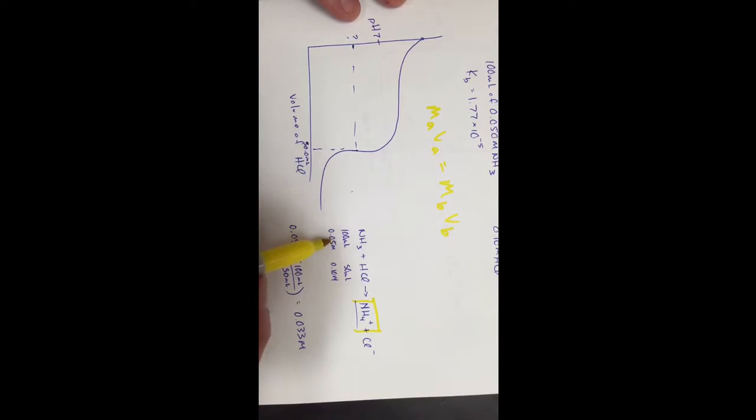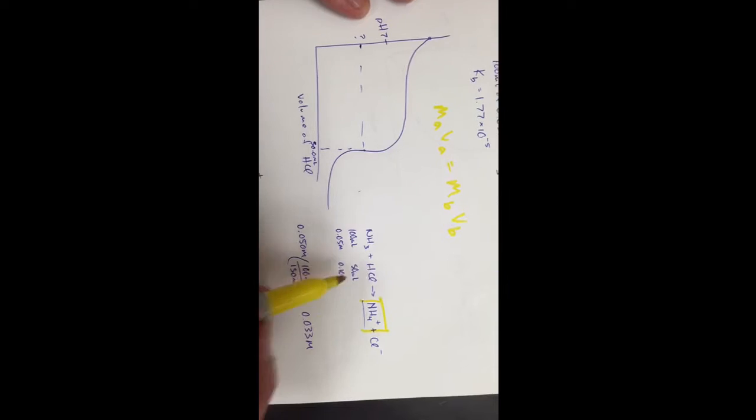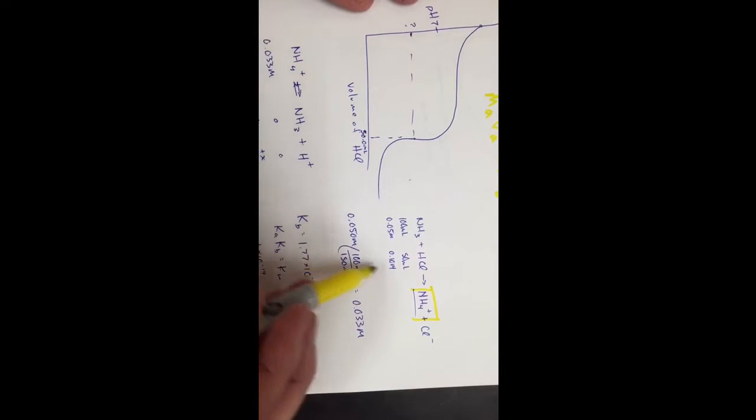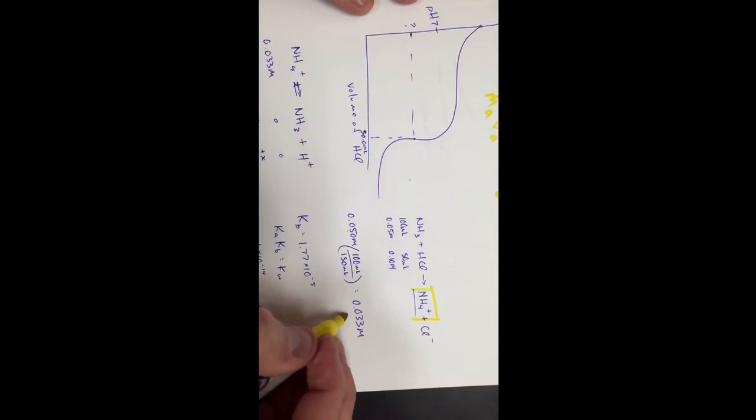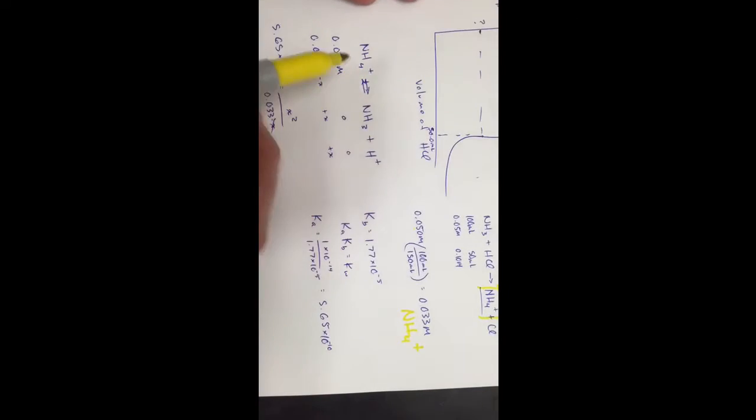Okay, so we had 100 mL of this, and we had 50 mL of that, which means that our total volume, when we're figuring out what concentration of this we have, is 150 mL. So we're using kind of the same equation as we had before. We originally had 0.05 molar NH3, and then we had 100 mL of that, and we had 150 mL total. So our concentration of NH4+ at the equivalence point is going to be 0.033 molar. So that's what's going to go into our equation over here.